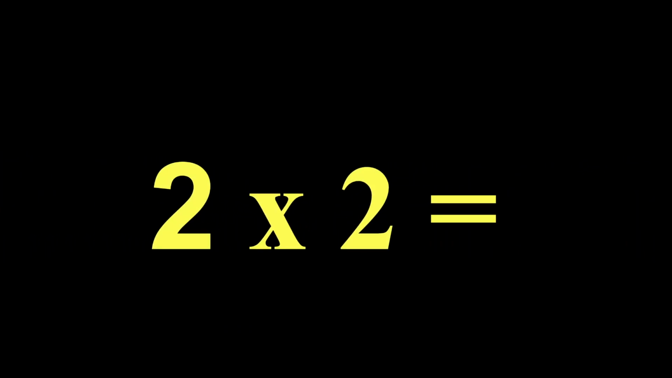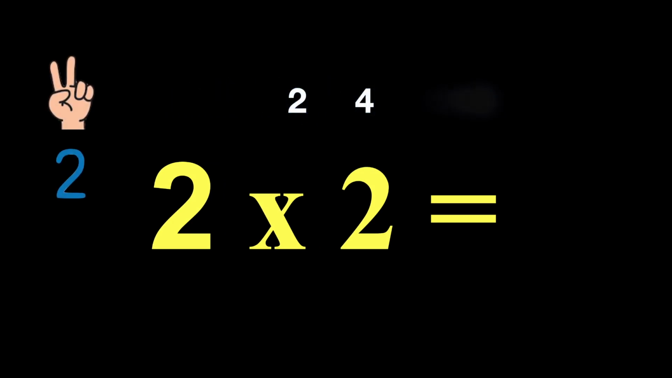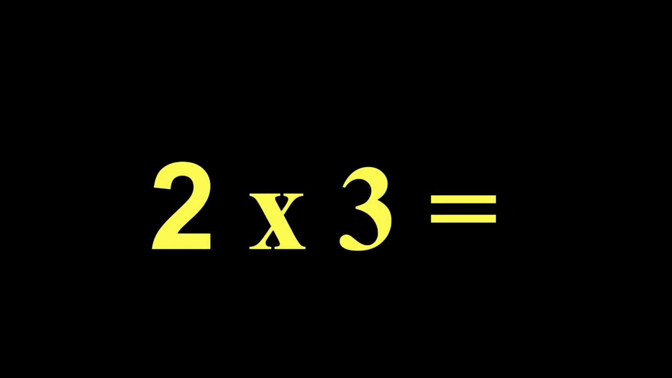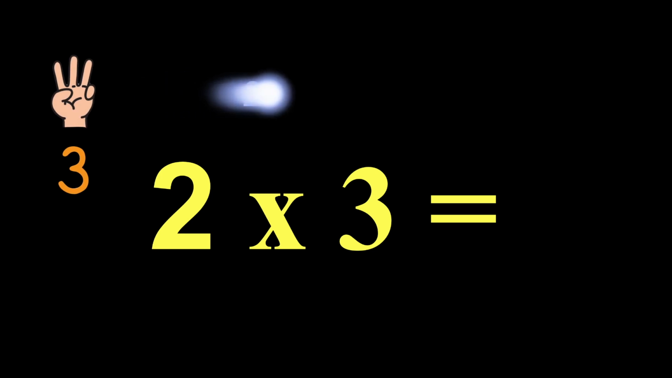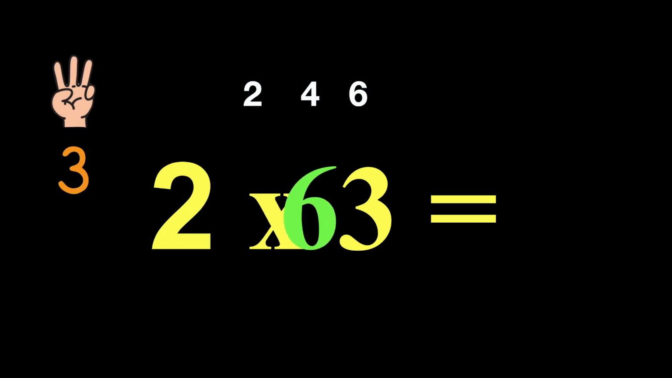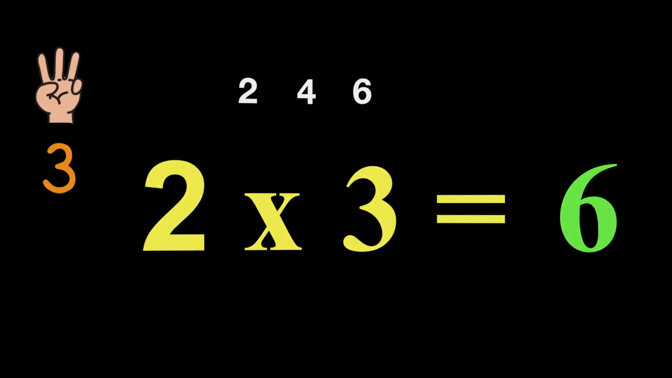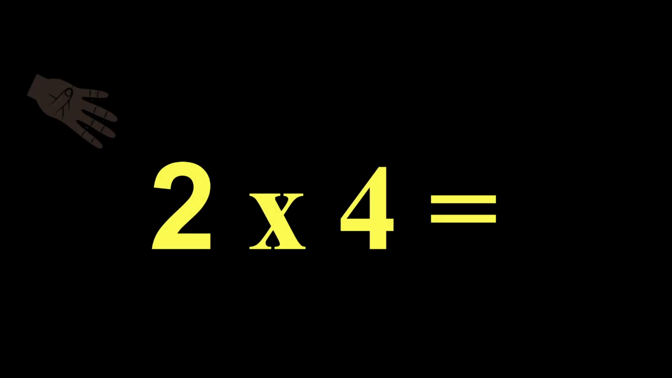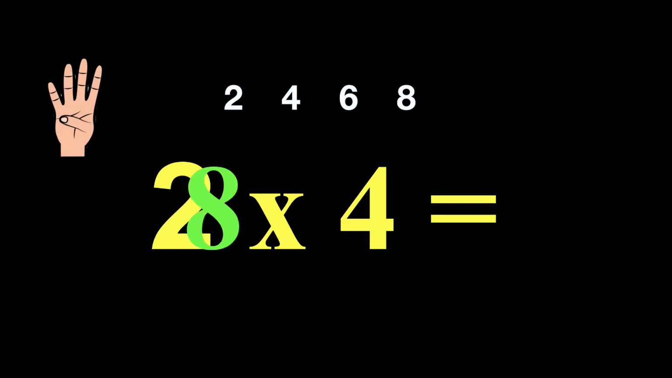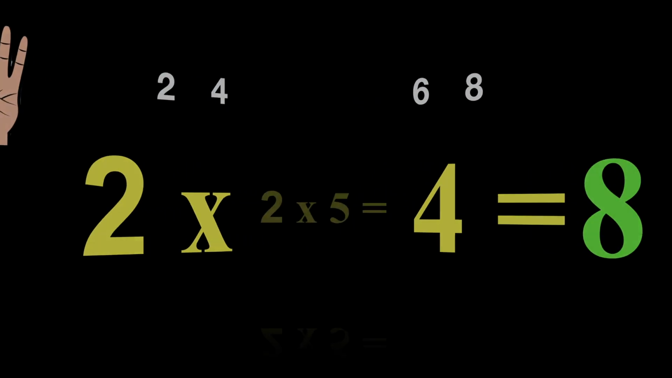Great job. 2 times 2. Now you may want to use your hands if you like to keep track, but we would just say 2, 4. So 2 times 2 is 4. 2 times 3. You can use your fingers. 2, 4, 6. So 2 times 3 would equal 6. Thanks, Faith. 2 times 4. Ready? 2, 4, 6, 8. So 2 times 4 is 8.